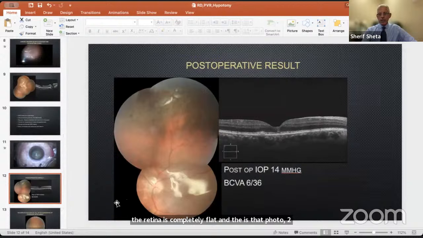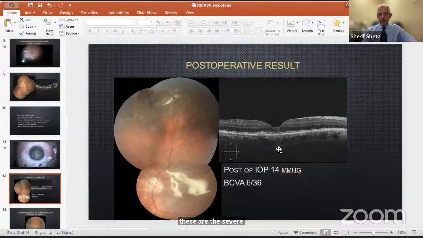And this is the postoperative picture. You can see here, these are the superior breaks delineated by the laser photocoagulation marks, and you can see the reflection of the silicone oil. And at the same time, you can see that the OCT shows complete reattachment. There is no subretinal fluid, and the macular architecture is back to normal.